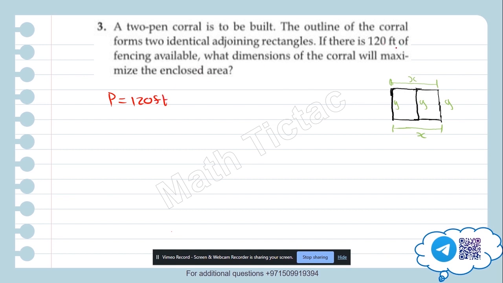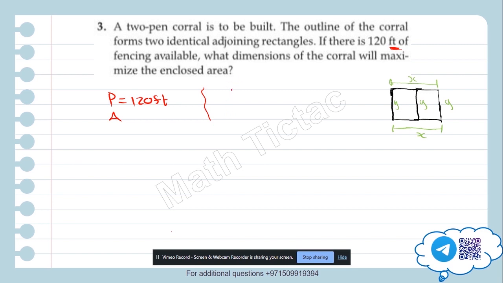Now you can also use the unit to help you know if this is area or perimeter. If it's feet square, then it will be area. If it's feet, it will be perimeter. If it's cubed, then it will be volume. That's it. So what dimensions of the corral will maximize the enclosed area? So we need to maximize the area. This is my optimization over here.